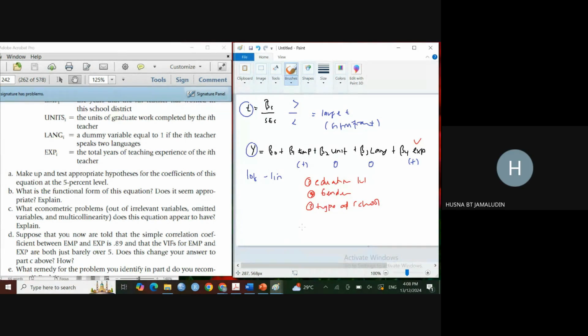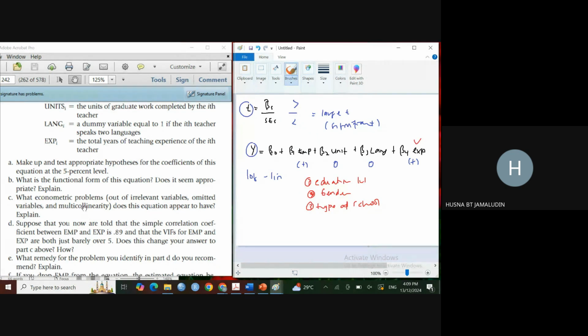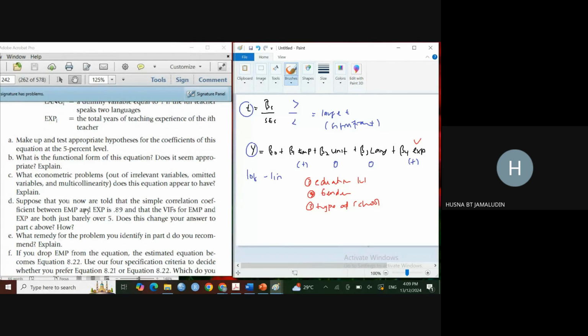So you can actually give a few variables, okay. Basically, just giving one relevant variable should be sufficient, just to tell us that you have omitted a relevant variable, and then just give examples of the relevant variable that has been omitted, okay. And what else? So what econometric problem? You have two irrelevant variables, you have omitted, you can list whatever, and multi-co as well. Does this equation appear? Yes. Explain. Okay, so you can explain.